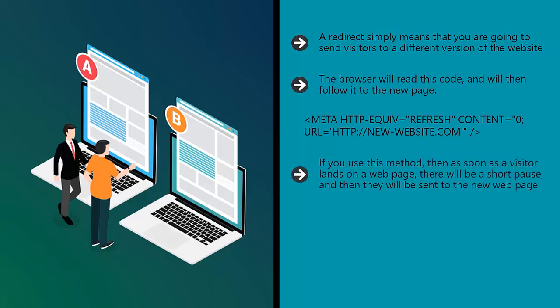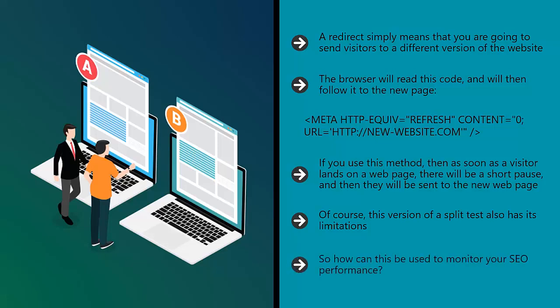If you use this method, then as soon as a visitor lands on a web page, there will be a short pause and then they will be sent to the new web page. Of course, this version of a split test also has its limitations. After all, there's no way for Google to alter its ranking depending on which page performs best. That's because the two versions of the page are one and the same as far as Google is concerned, meaning that they will only rank once depending on which version Google took into account.